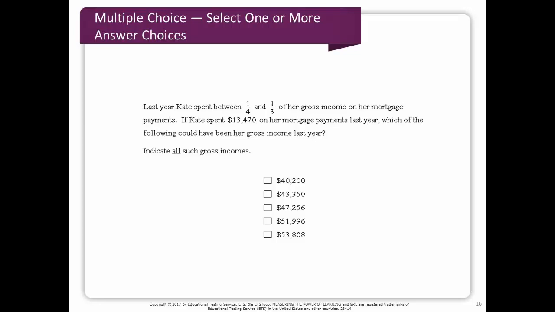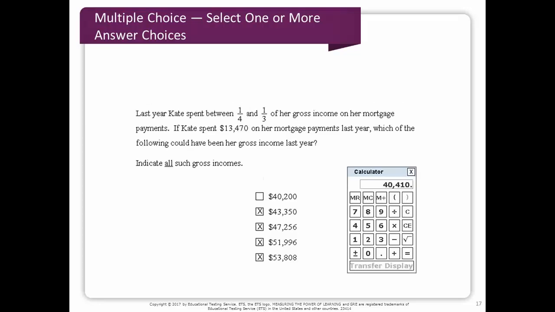We first need to calculate the range of what Kate spent in this example. Her total income is between 4 times and 3 times $13,470. Therefore, the range of her gross income must be between $40,410 and $53,880. This means that all of the gross incomes except $40,200 could have been her gross incomes last year.